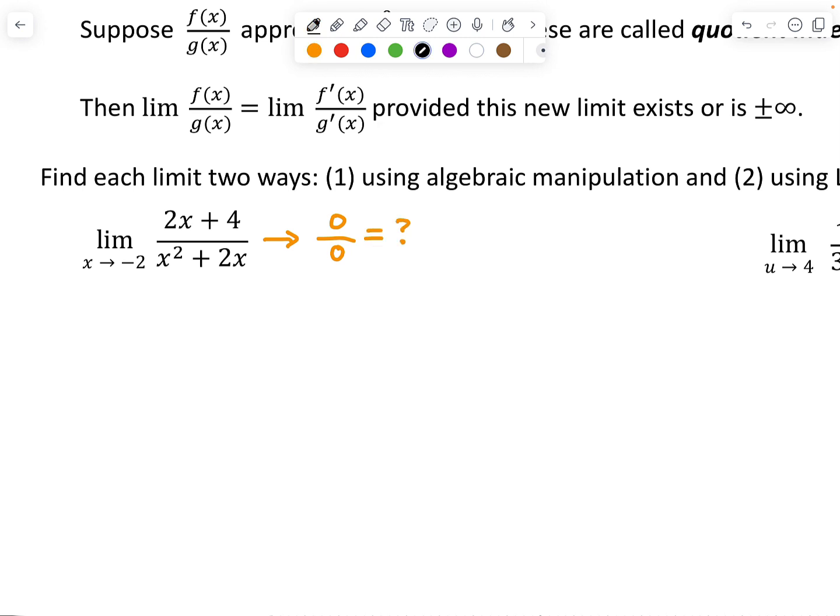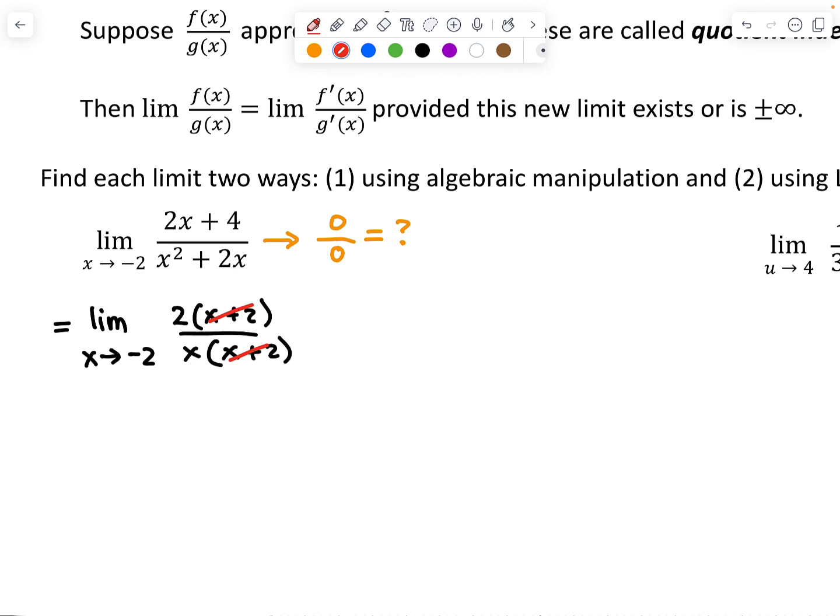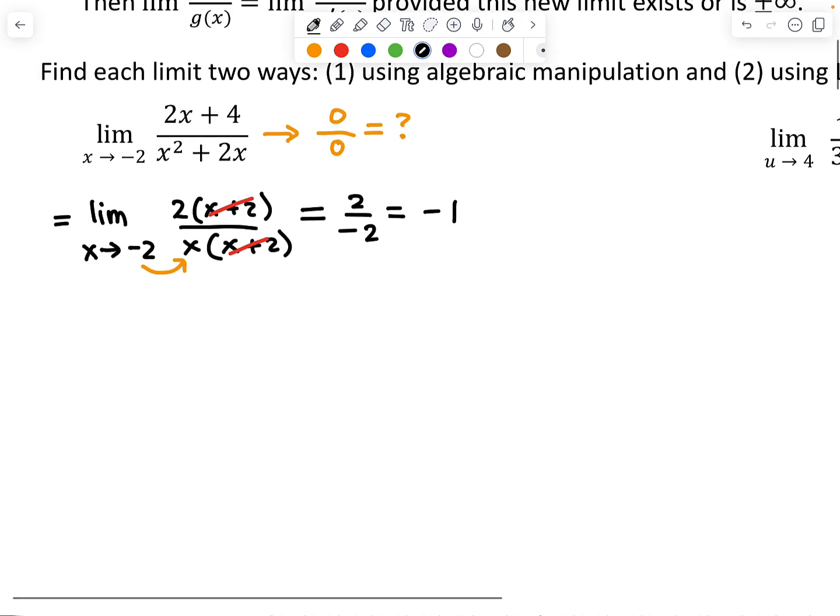So what we did in the past was some factoring. We factored out a 2 from the numerator and an x from the denominator. Then we canceled out the reason we were getting 0 over 0 and then substituted negative 2 in for the remaining x's. So in this case, we get 2 over negative 2, which simplifies to negative 1 as the value of our limit. Well, now we have a method known as L'Hopital's rule.